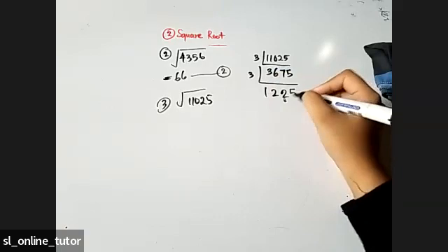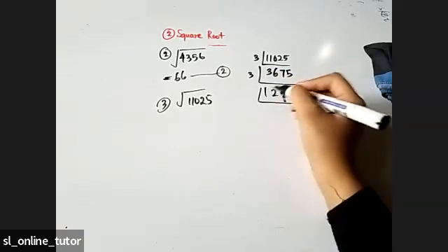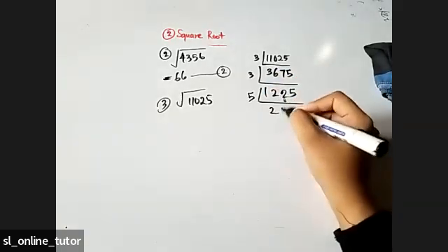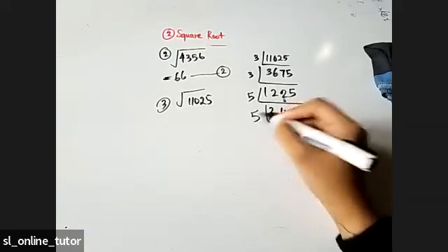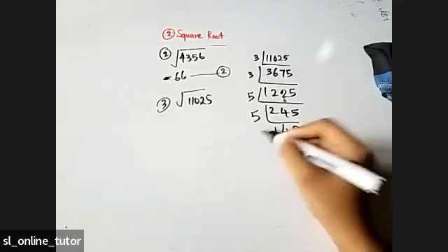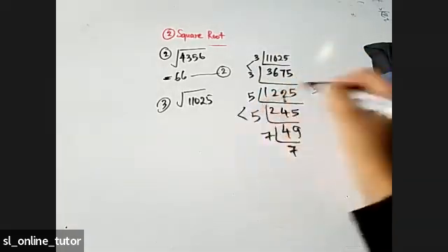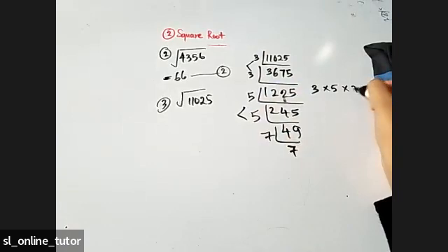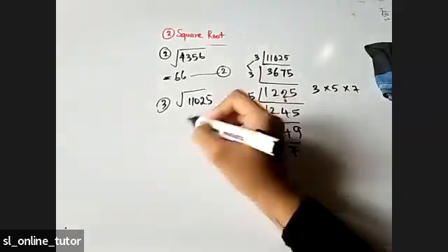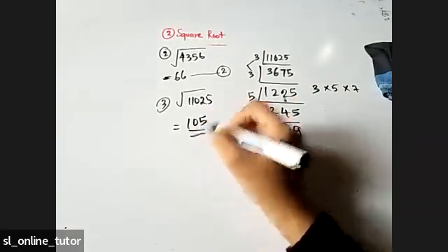2. Then 5. Again, if you divide this by 5, you can take 2, 4, 5. Divide by 5 again, you get 4, 9. That means it is divisible by 7. So what is the answer? 1, 3 out, 1, 5 out, 1, 7 out. What is the answer you get? 105. Very good. 2 marks.